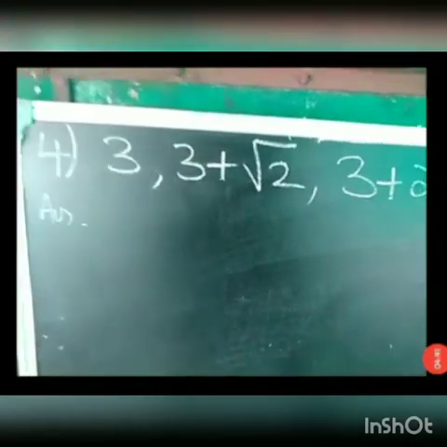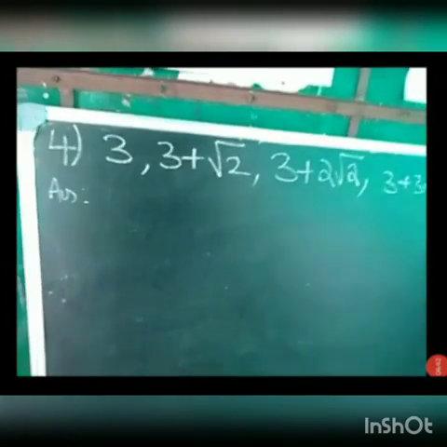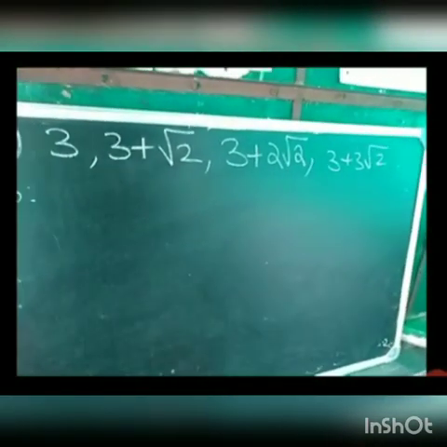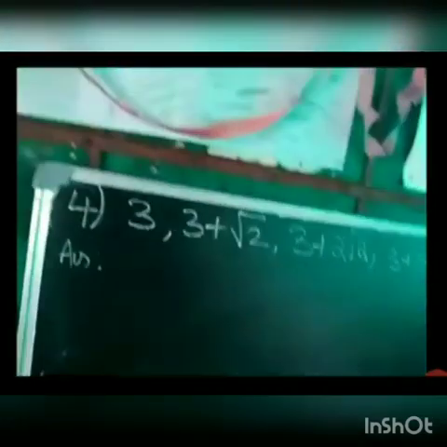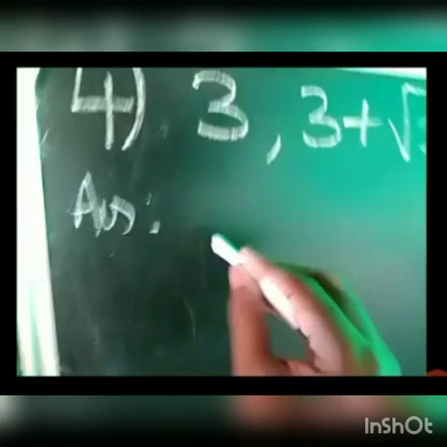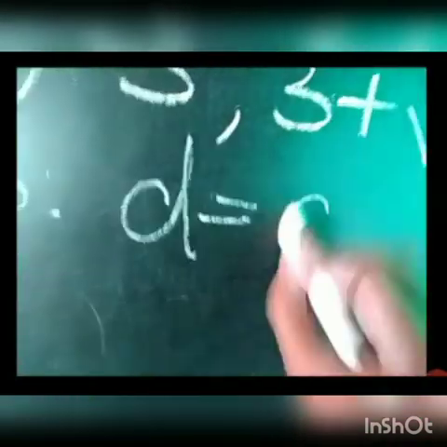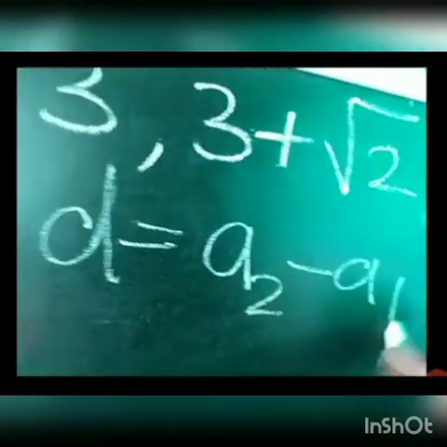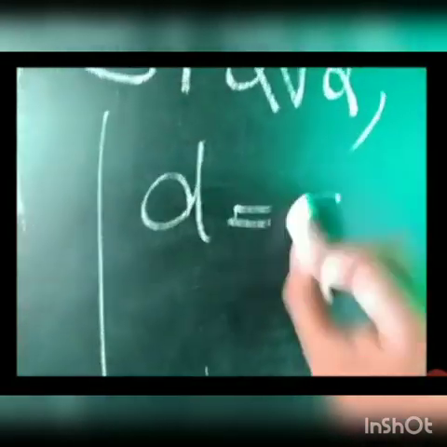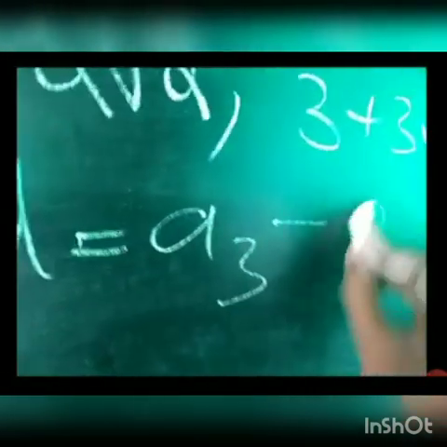Next one we have like this: 3, 3 plus root 2, 3 plus 2 root 2, 3 plus 3 root 2, and it goes on. So we need to find whether it forms an AP or not. How to find? We have to make use of the formula. D equals A2 minus A1, and another is D equals A3 minus A2.